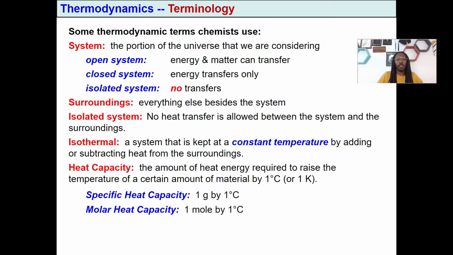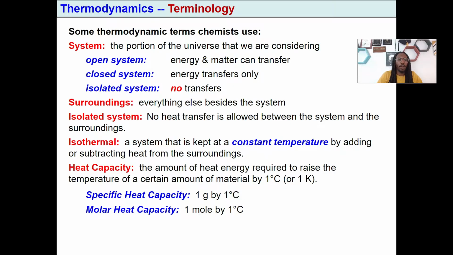So if I'm talking about the system, right, we're talking about the portion of the universe that we're considering. All right, so we're talking about the thing that is doing it. All right, so you got an open system. That's where our energy and matter are being transferred. Closed system, energy is only being transferred. In an isolated system, there's no transfer of anything. All right. So we got our system, and then we got the surroundings. All right. So our system is what's doing everything, and then the surroundings is everything else.